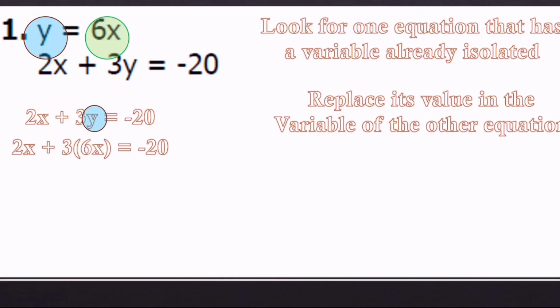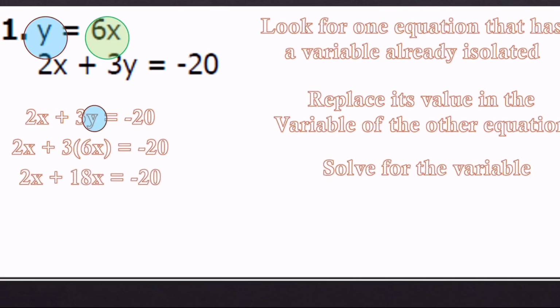In that equation, now there's only one variable, and you know how to solve this equation. So we're solving for x. I would distribute the 3, so I have 2x plus 18x equals negative 20. 20x equals negative 20. Divide both sides by 20, because I'm trying to isolate x. So x equals negative 1.